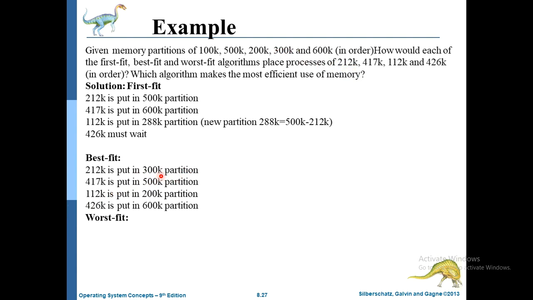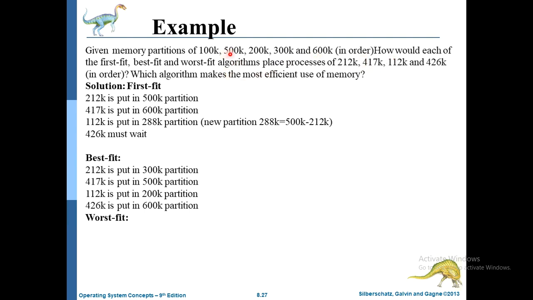Again this 300K will be split into two parts, one to store this and the remaining part is for another process, right? In a similar way 417K. Now again compare this and this. So this is big enough to store this 417K, right? So here, sorry, not 600K, 500K, right?